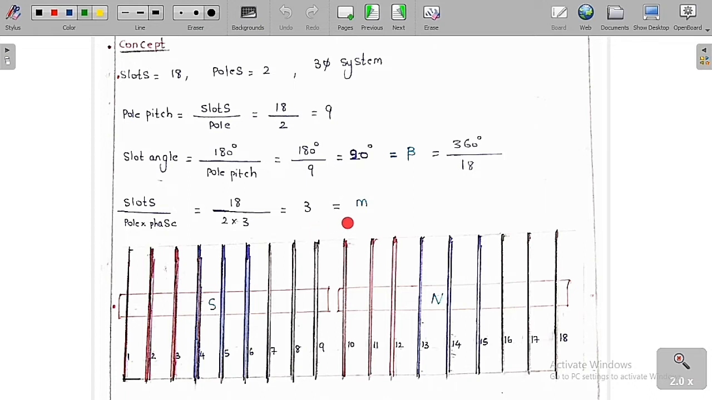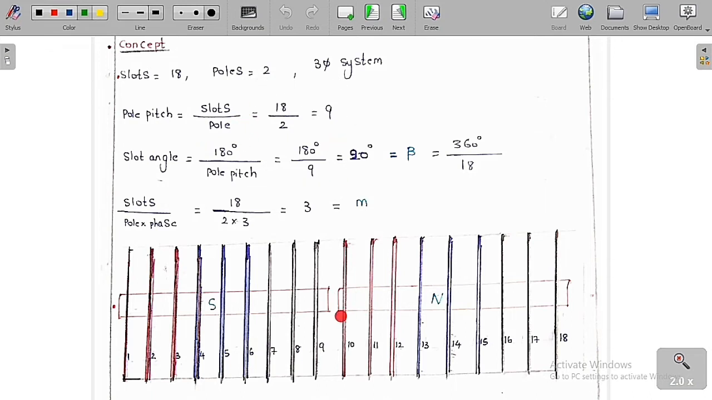So I am going to use a symbol which is called M. M is called the slots per pole per phase. Or simply we can say the number of slots under one pole which are assigned for one phase is called M.